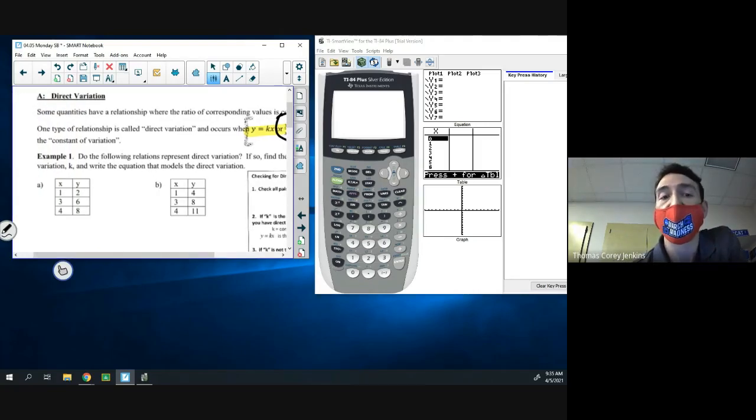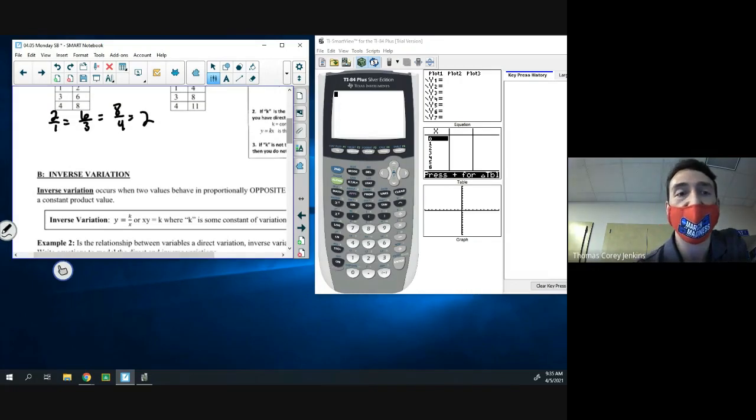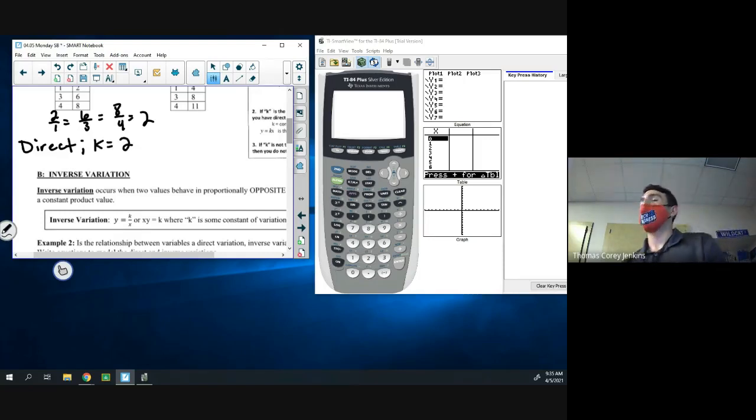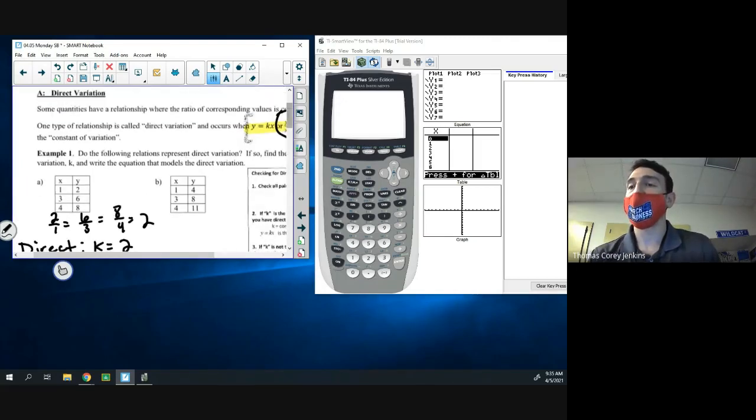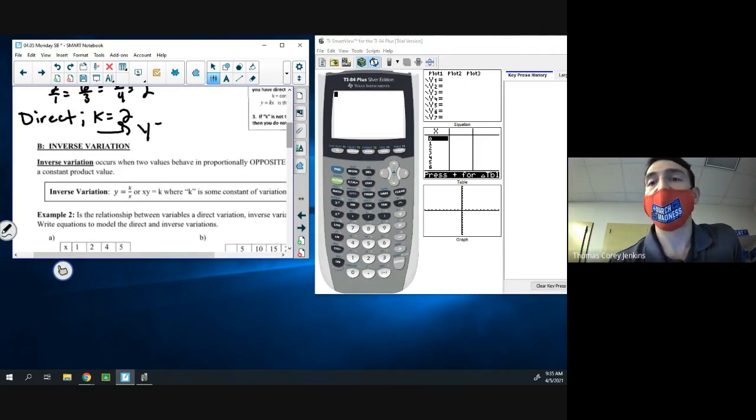Looking at A, if we do y divided by x, we have 2 over 1, that's equal to 2. 6 over 3 is also equal to 2, and 8 over 4 is also equal to 2. Since those are all equal to 2, yes, this is direct variation. We would say that k equals 2. k is the same as your slope. k stands for constant of variation, also known as the slope of the line. The form of our equation is y equals k times x, so that would be y equals 2x.